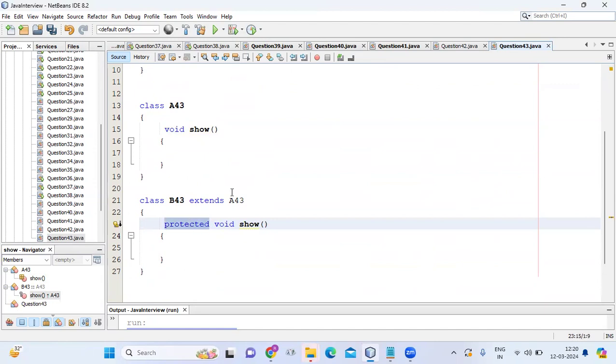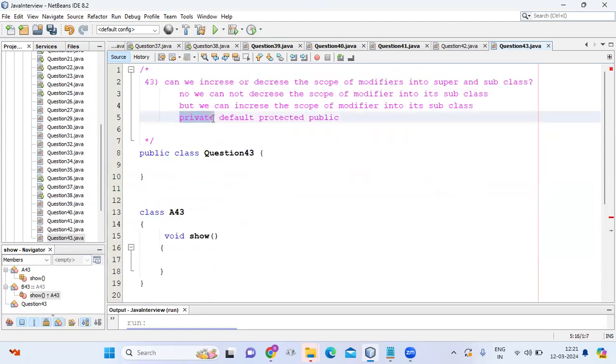But we cannot write default to private, because this is a lower level modifier. Private is the lowest level of modifier, then default, then protected, and then public, guys. Got it? We cannot decrease the modifier level, but we can increase the modifier level, guys. Got it, guys? Thank you.